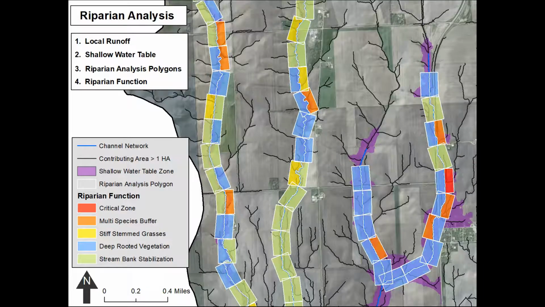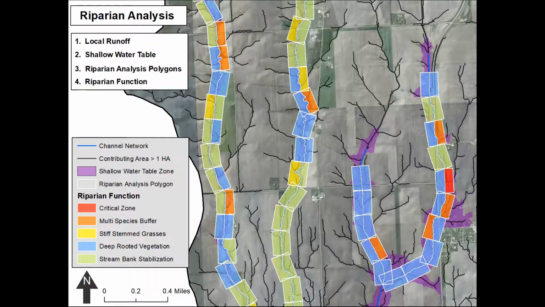Depending on those ranks and the cross-classification of them, the ACPF will make a riparian function recommendation. If both received a high rank for the runoff and denitrification ranking, we consider that a critical zone. Attention needs to be paid to that riparian area. If the runoff rank was high or medium and the denitrification rank was also medium or high, then a multi-species buffer is suggested, and this will help with water uptake and also nutrient and sediment trapping.